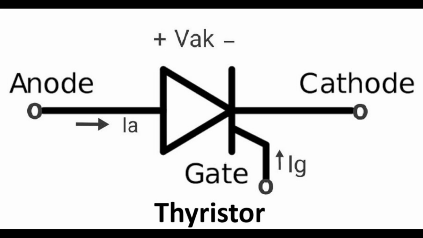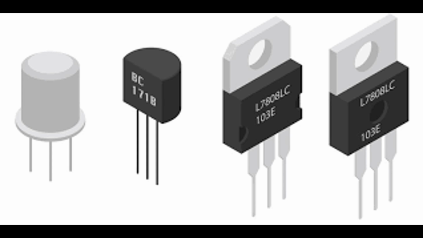Structure and operation. Structure. Layers. The IGCT has a complex structure similar to a GTO, but it incorporates features that allow for faster switching and better control. Terminals. It has three main terminals. Anode, A, connected to the outer P-type layer. Cathode, K, connected to the outer N-type layer. Gate, G, connected to the control terminal, typically integrated with a drive circuit.